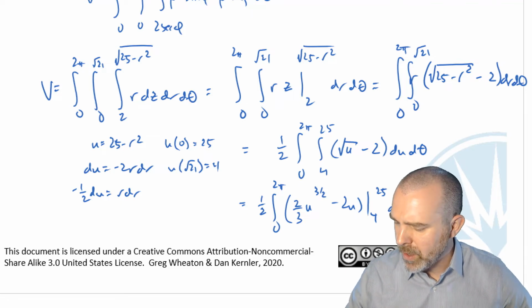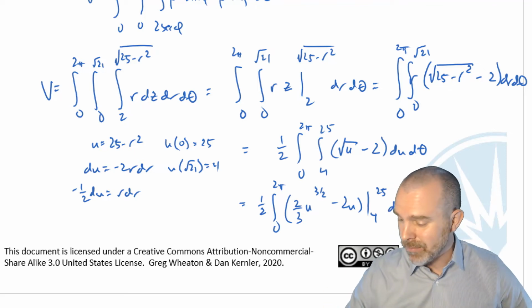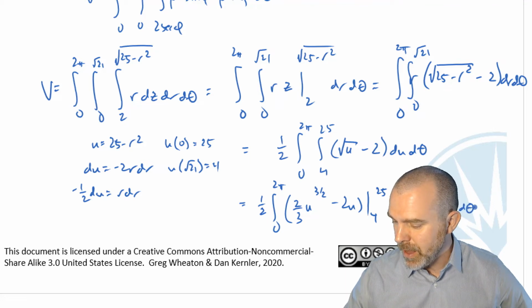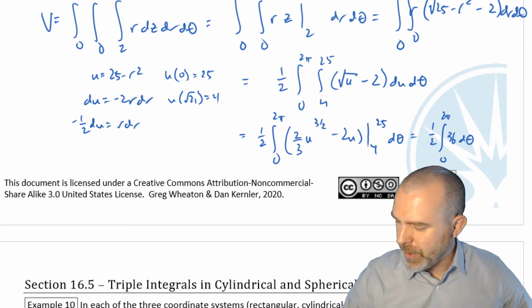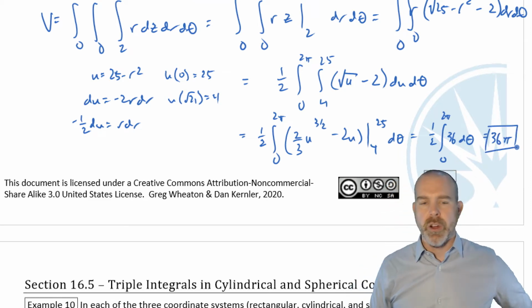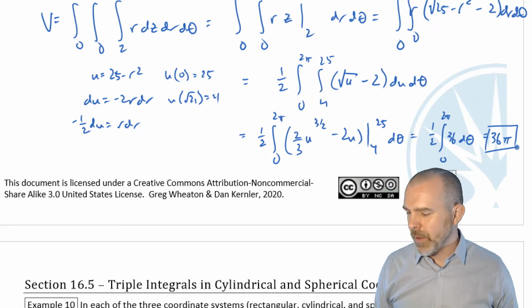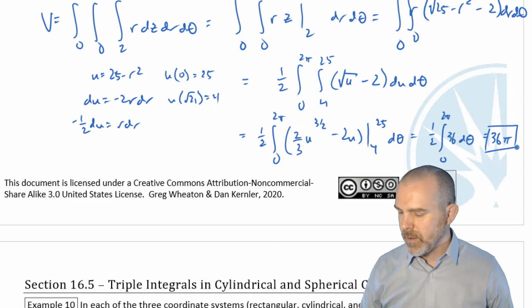I'm going to let you compute that on your own. It actually, not coincidentally, works out really nicely. You just get 36. And after all that, you end up with 36 pi when you're done. And I'll let you do those steps there on your own. A little bit of Calc 1 there to finish it out.